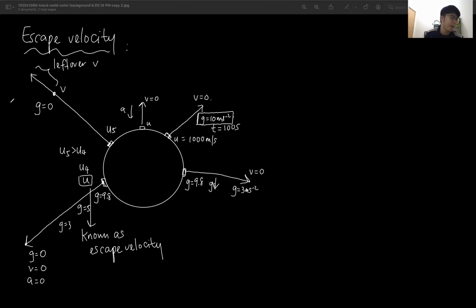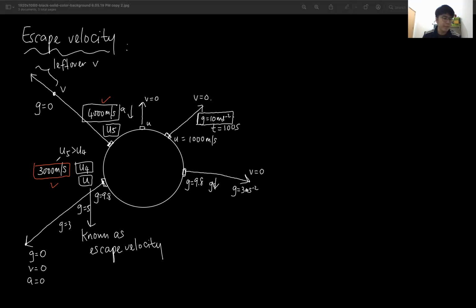Continue moving outward. So we have two velocities here. We have U4 and U5, right? Let's say U4 is 3,000 meters per second, and U5 is 4,000 meters per second. This velocity, I give it, it can leave the Earth, correct? With extra velocity. This velocity, I give it, it is just enough to escape the gravitational field. Now, here's the question. Which one is the escape velocity? Both leave the Earth, right?